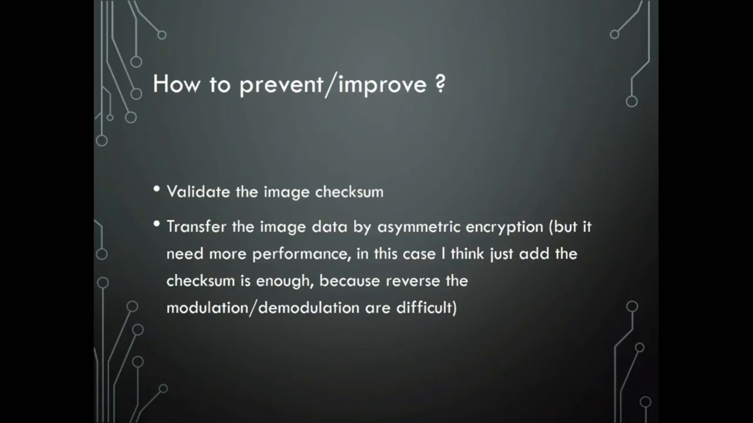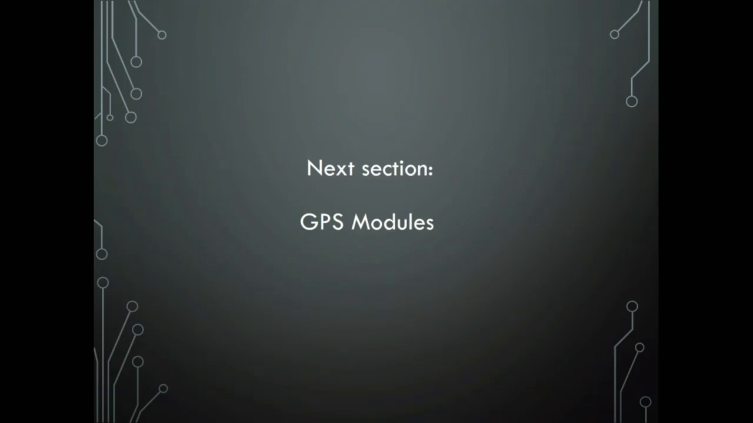And how to prevent or improve this? I think just validate the image checksum. If the checksum is wrong, just don't show this image. Or you can transfer the image data by asymmetric encryption, but it needs more performance. Actually, I think just adding the checksum is enough, because reversing the modulation and demodulation is not easy. And let's move to the next session, the GPS modules analysis.